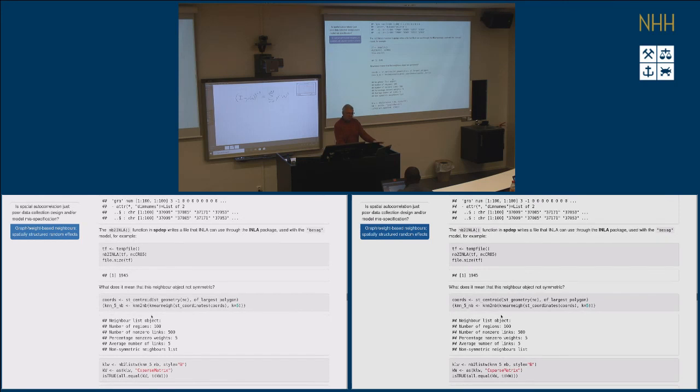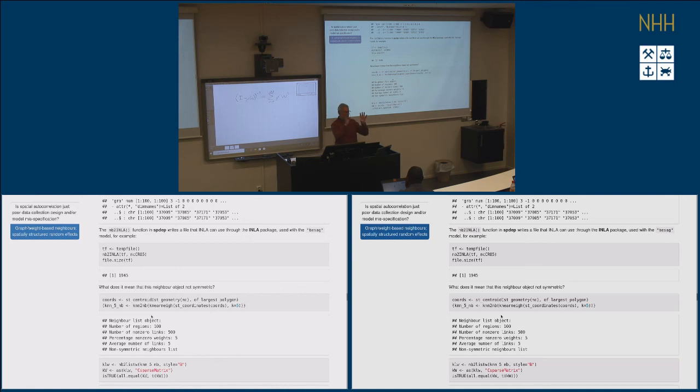What does it mean when a neighbor object is not symmetric? Typically, if we use the coordinates rather than the polygons in this case, we could say, well, we want to find the five nearest neighbors. Only exceptionally would you find a polygon data set where the boundary contiguities match the five nearest neighbors. It would be very unusual. It's very usual with k nearest neighbors for one set to overlap with the neighbor set of a neighbor, but it won't be complete.